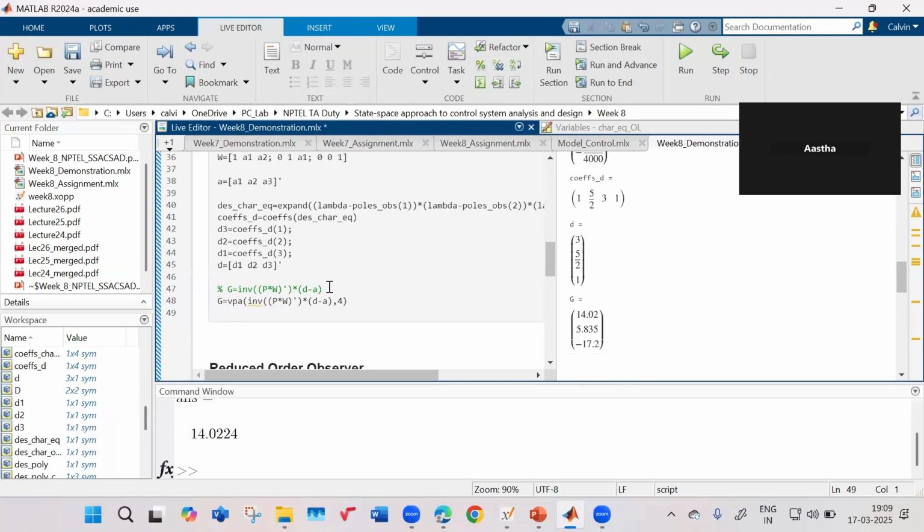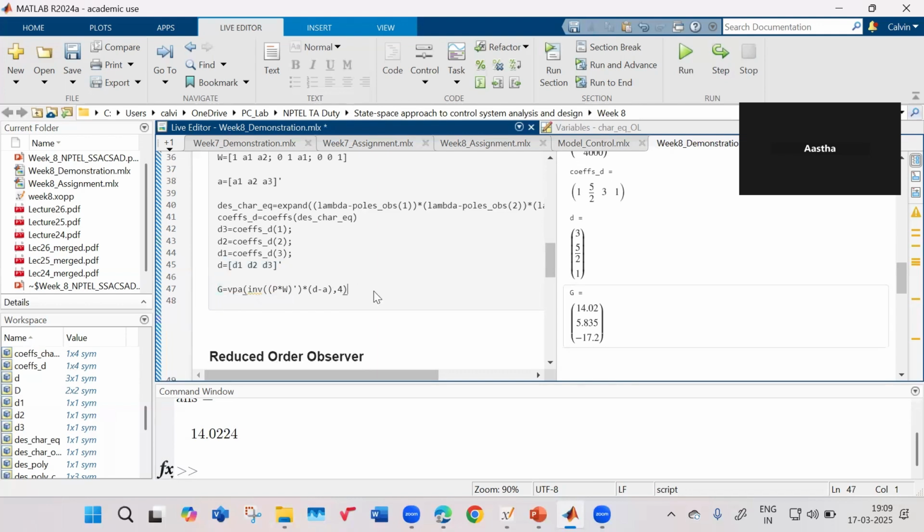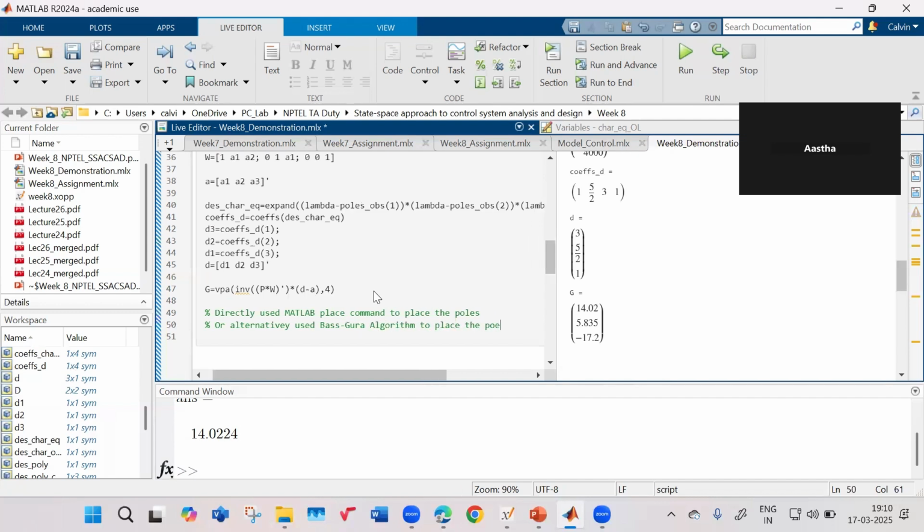So we have used two things now. Let me summarize. Directly use MATLAB place command to place the poles, or alternatively, use Bass-Gura algorithm to place the poles.